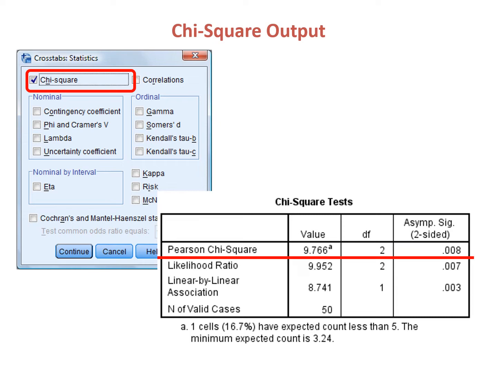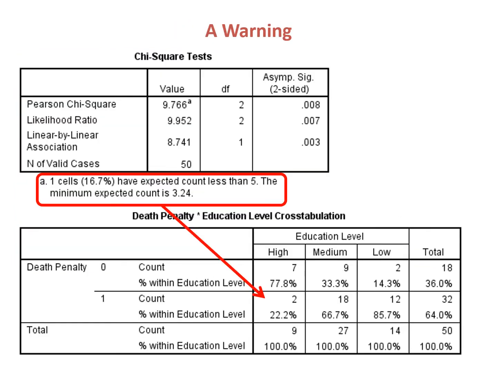There are different versions of the chi-square statistic. While the results are similar for each statistic, I choose to examine further the results of the Pearson chi-square, because this statistic is the traditional chi-square statistic used in the analysis of contingency tables. Thus, we can say that the chi-square of the table is 9.766 with 2 degrees of freedom. The statistical significance of the result is given in the last column. 0.008 is less than 0.05, so we say that the result is statistically significant. We get one warning in this output.